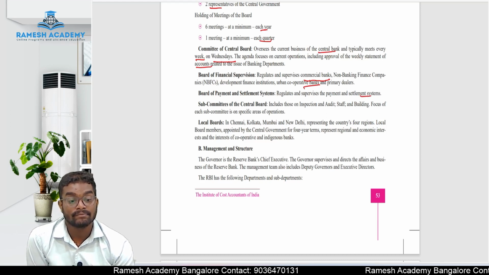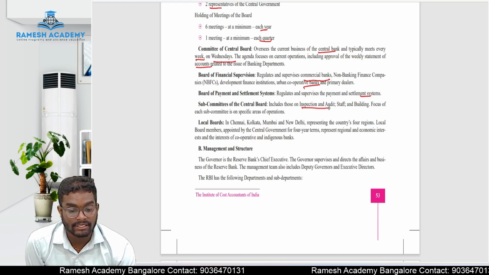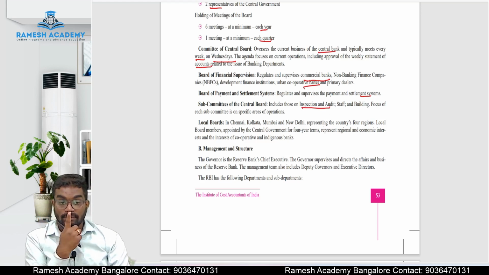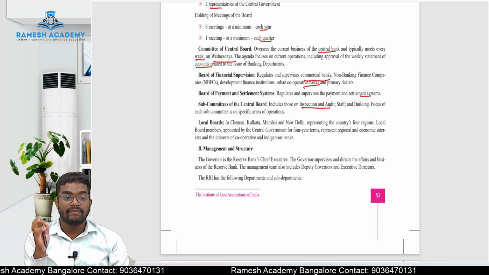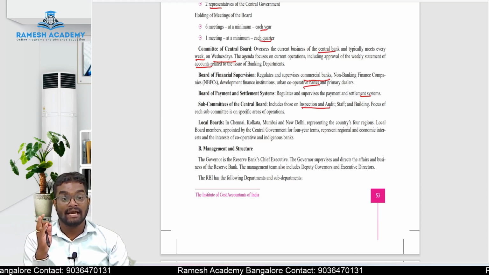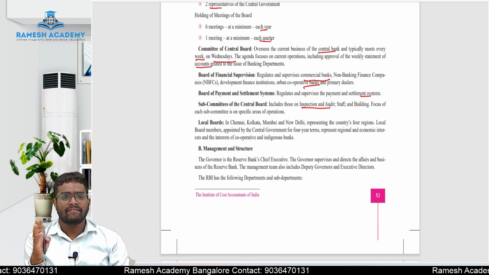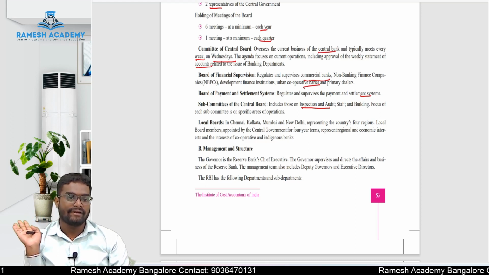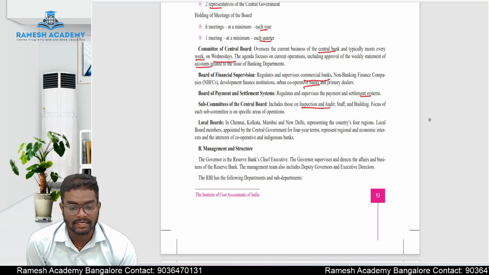There are some subcommittees of the Central Board, including the audit and inspection. This is very important because you might have heard of the Yes Bank case. Every bank may try to manipulate the accounts, so that is the reason RBI has regular inspection and regular audit of every bank, in order to check whether the affairs of the bank are true and fair. So that is the agenda of the inspection and audit department.